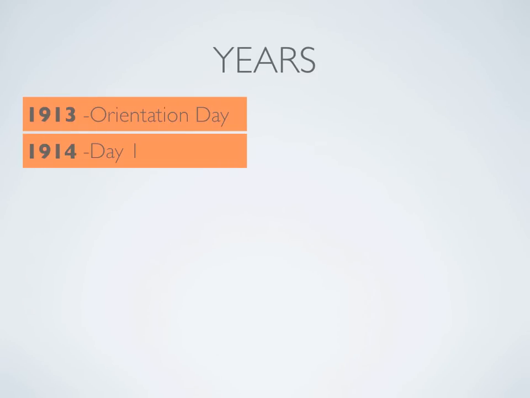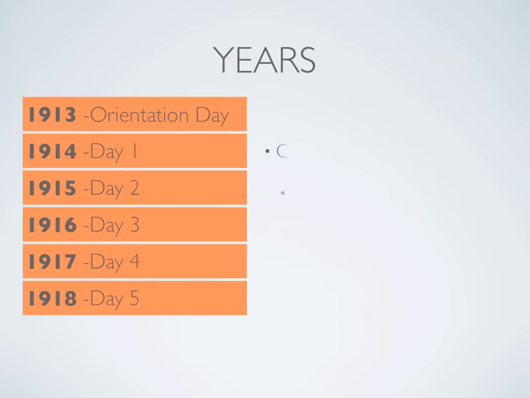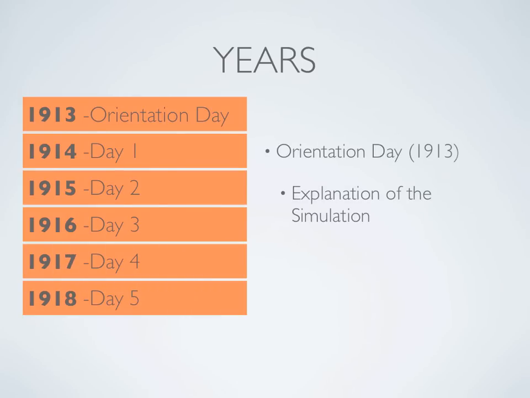Each class period will represent 1 year starting with 1914 and ending in 1918. The day before the simulation, 1913, is the orientation day. The teacher will explain the rules and students will be able to ask questions.